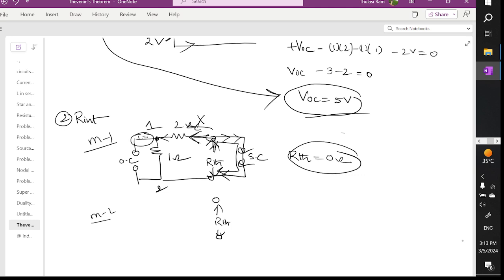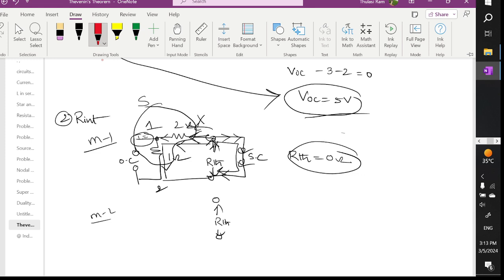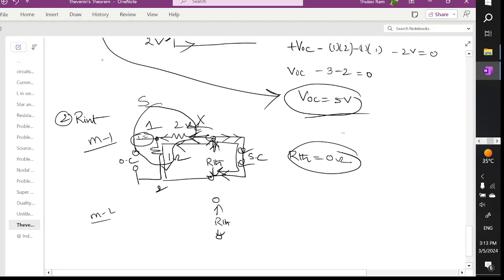Whenever the current in this branch is 0, the total current will come to 2 ohm and it will not get diverted and it will directly flow here. When they are flowing like this, I can say that these two branches are connected. Which connection? Series connection. When they are connected in series, we are going to have one resistor. You can see these two are in series.